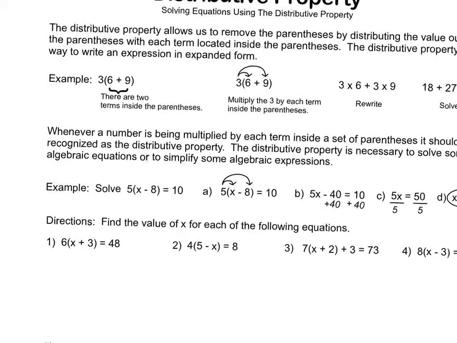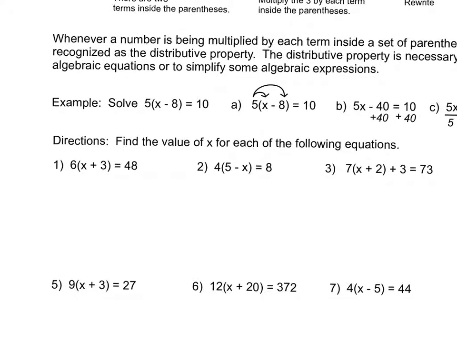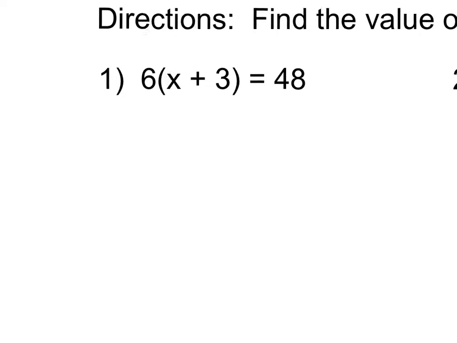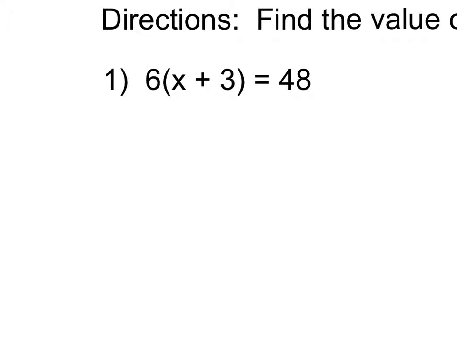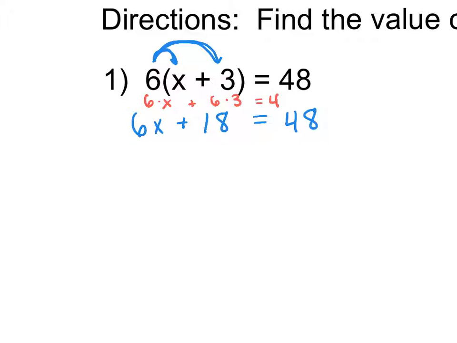So if we look at number 1, it tells us to find the x for each of the following equations. So I have my parentheses here. What I'm going to do first, our first step is to distribute. So it becomes 6x plus 18 equals 48. Remember, I'm multiplying what's on the outside by everything on the inside. So really, 6 times x plus 6 times 3 equals 48. Simplifies down to that next line. Now it's a two-step equation that we'll solve.